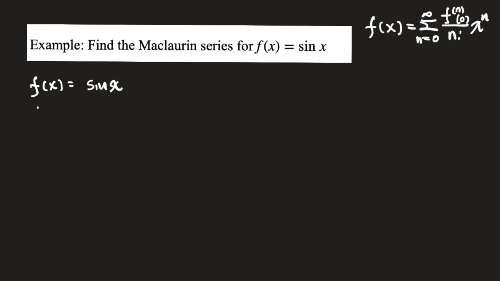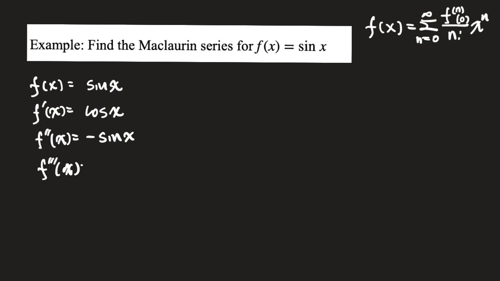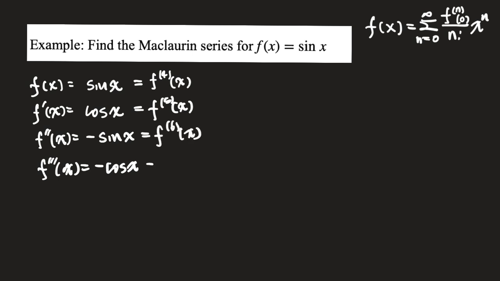F of x is sine x, the first derivative is cosine x, the second derivative is negative sine x because the derivative of cosine is negative sine x, the third derivative is negative cosine x, the fourth derivative is sine x. This one is the fourth derivative, this one is the fifth derivative, the sixth derivative, the seventh derivative. That's repeated, right, guys?